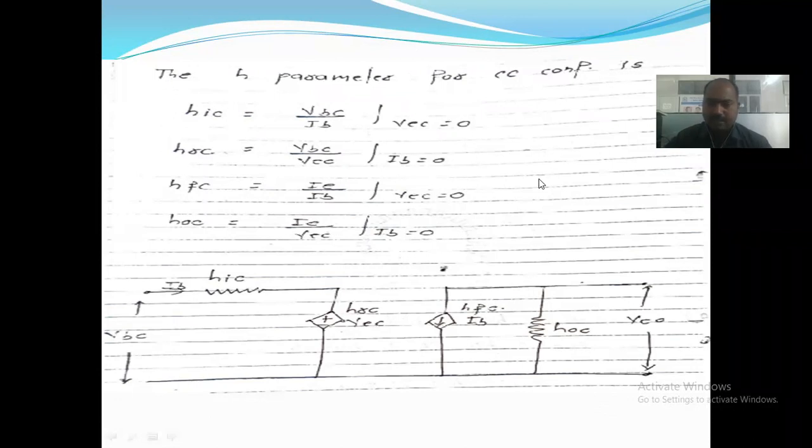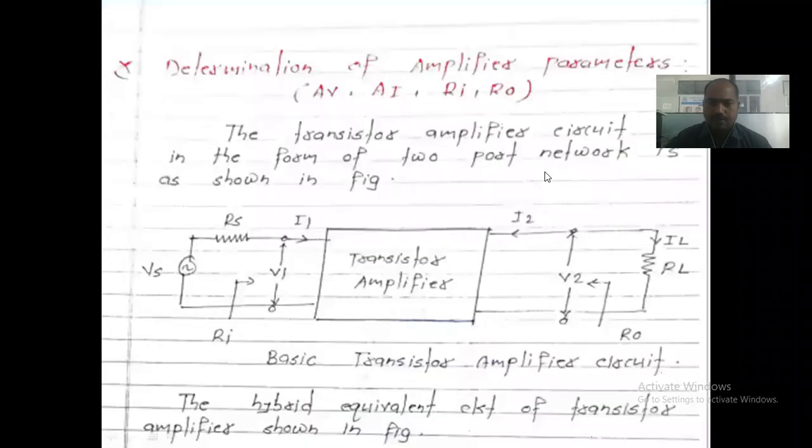Yes. Okay. See, up to now we have seen the hybrid equivalent circuit for common emitter, common base, and common collector configuration, right? But we don't only see that. We need the voltage gain, current gain, as well as input impedance and output impedance of the particular transistor, right? To find those parameters, there should be formulas, so for that purpose we have seen this diagram.